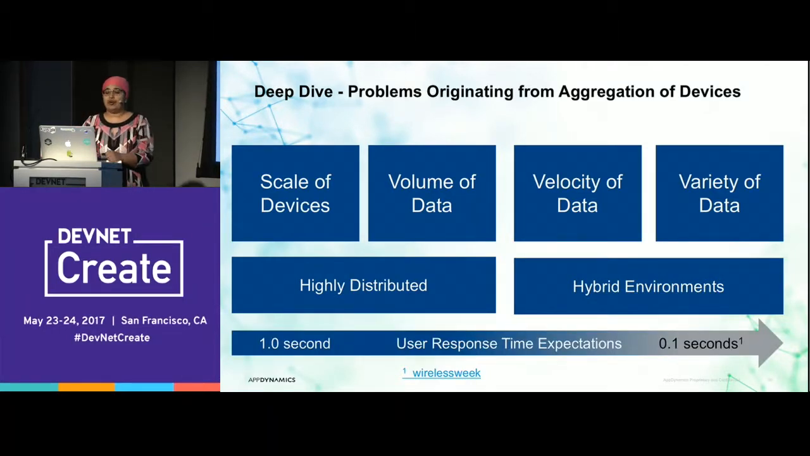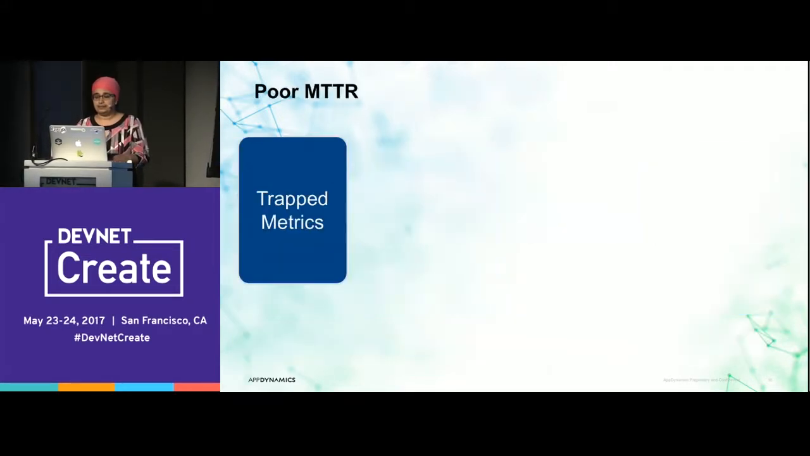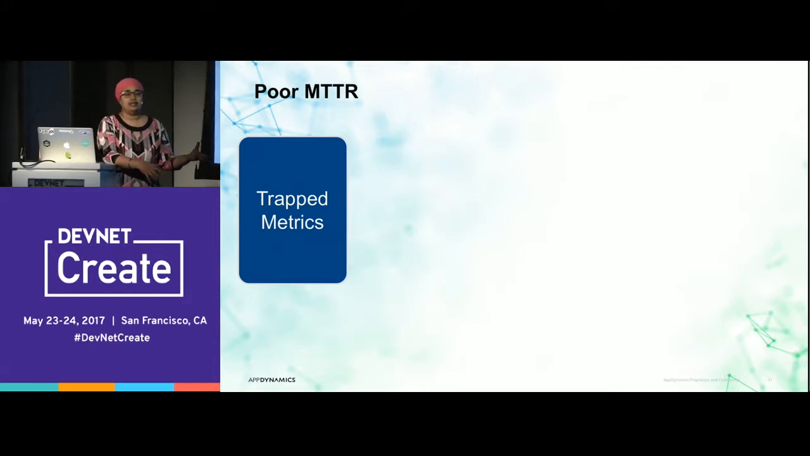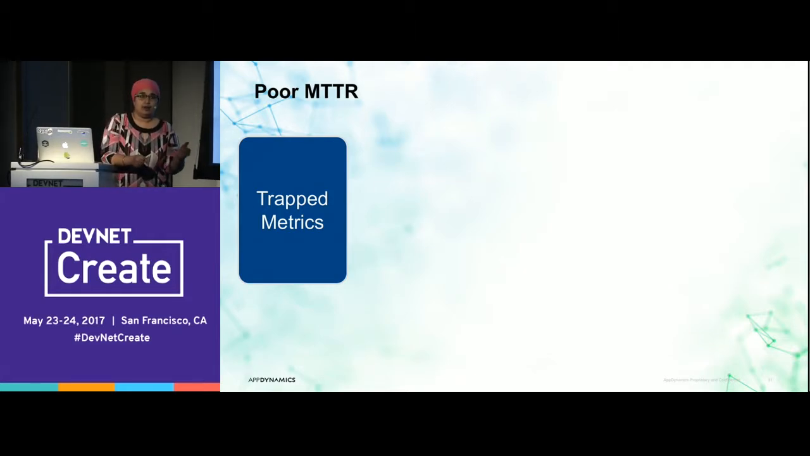And then this, of course, is what I already talked about, that the user response time expectations are becoming increasingly demanding. What does the poor mean time to resolution mean? How can that happen? So you had a problem in the field, now you know about it, but what is the time it took for you to resolve the problem, right?